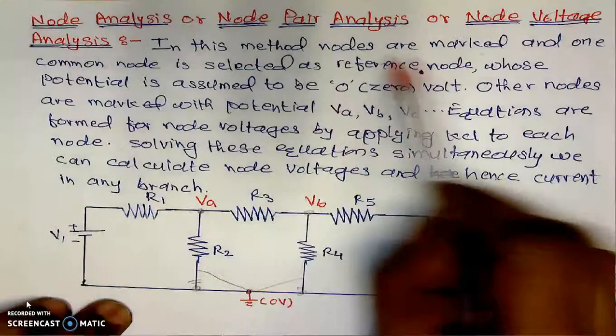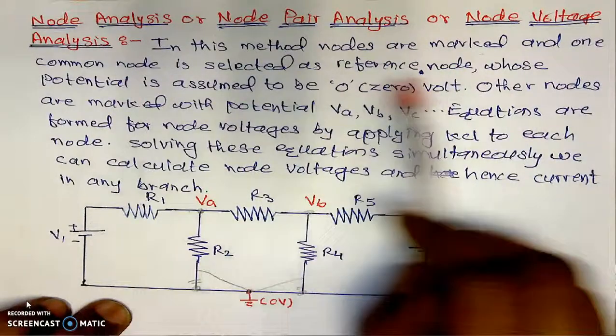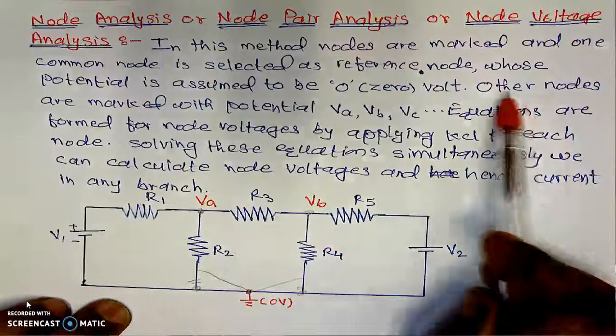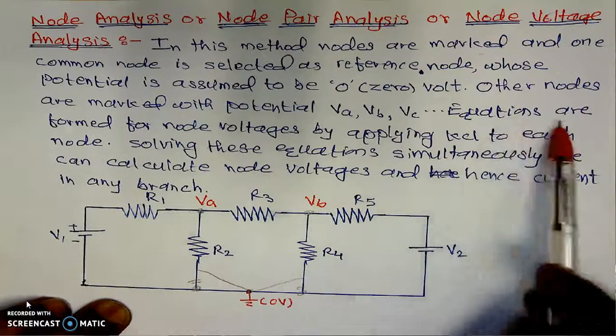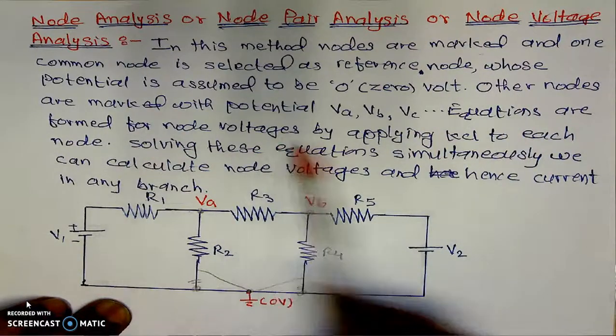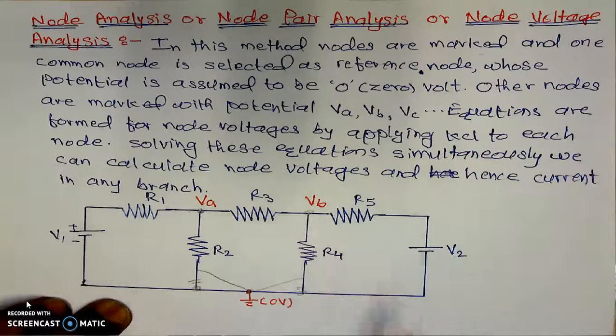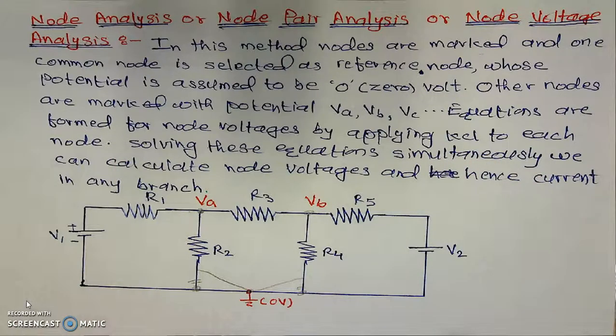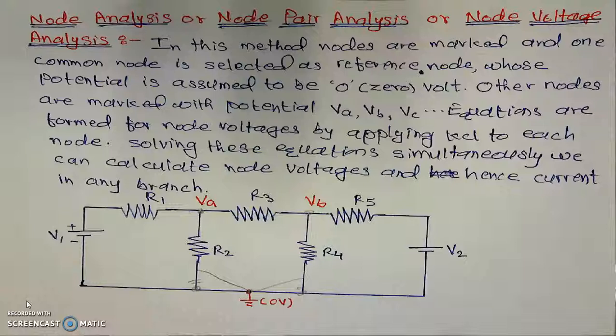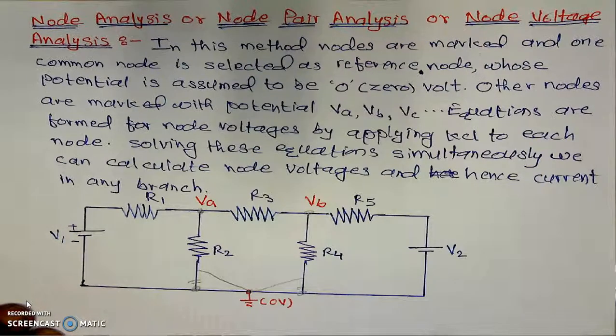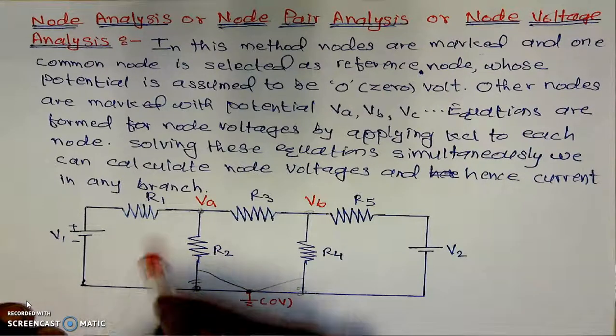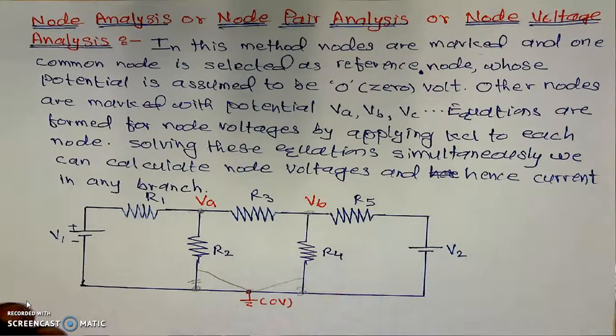Now here, nodes are marked. One node is selected as a reference node, and other nodes are marked with potentials. Equations are formed for these node voltages by applying KCL to each node. Now we have to apply the KCL to each node. In the previous method, the mesh analysis, we had three meshes, and we assumed separate currents for mesh 1, mesh 2 and mesh 3. It is not actually current like that, but a theoretical method in which we assume separate loop currents.